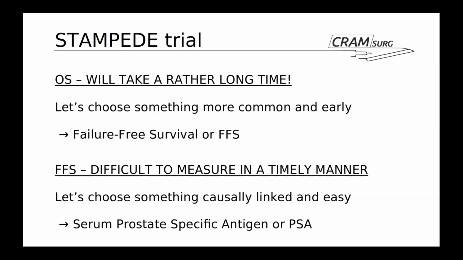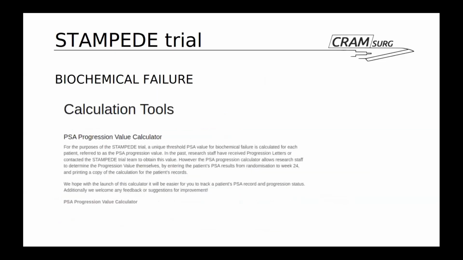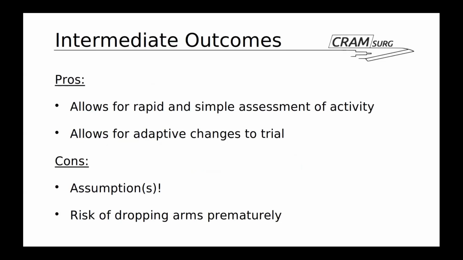And I have simplified quite a lot of things here. But basically, this is the reasoning behind it. So you need something that will allow you to capture very early if what you're doing is going to work or not. And this is your, in this case, PSA. If you go on the website of the Stampede trial, you'll actually find a calculation tool to classify your patient if they're having biochemical failure or not. It's called the PSA progression value calculator, and you can go online and have a look at it.